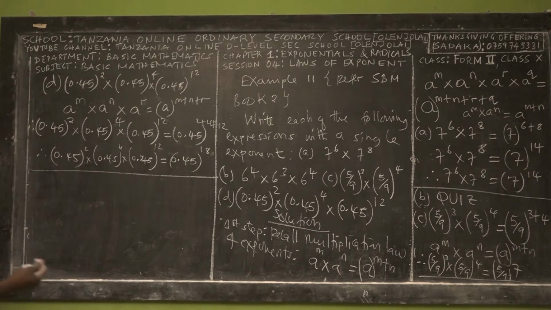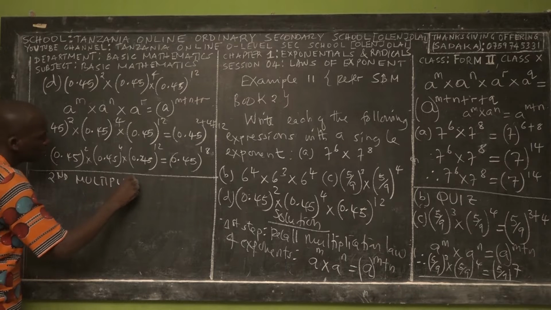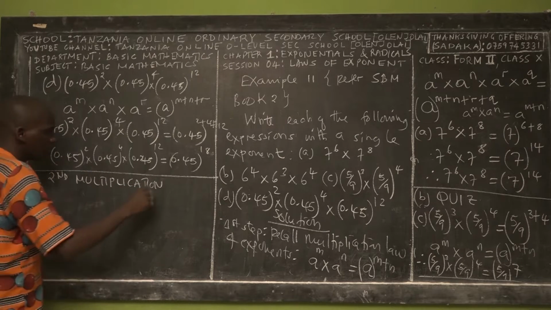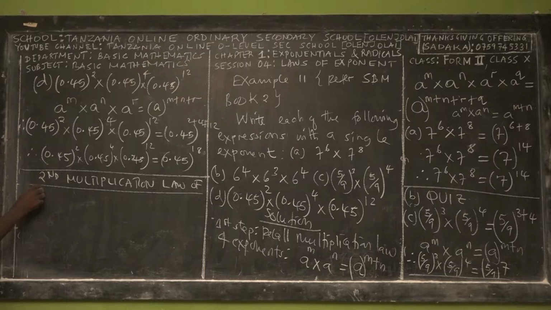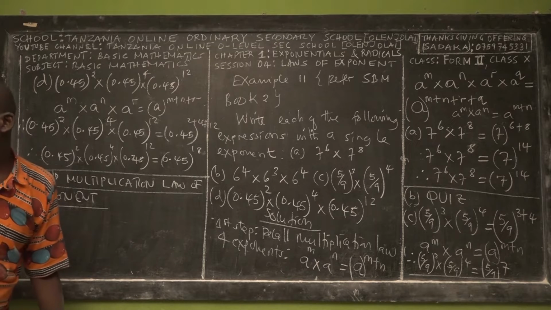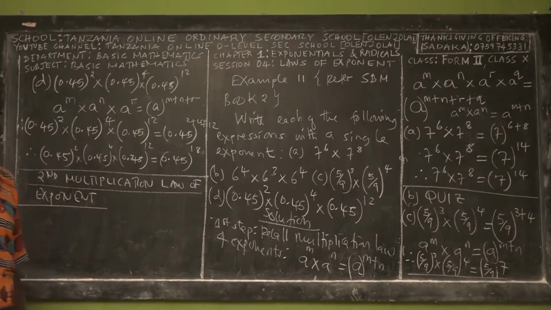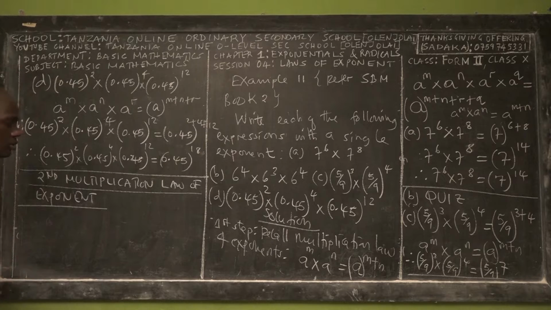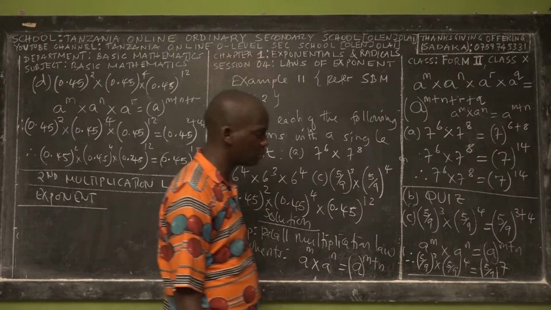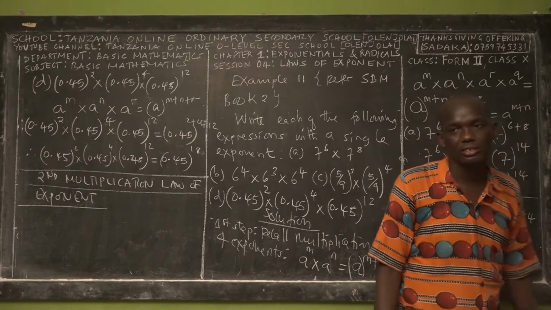Okay, so that's the first multiplication law. Let me teach you the second multiplication law of exponents. This second multiplication law of exponents deals with what happens when we multiply exponent functions and we separate the exponents by using a bracket.